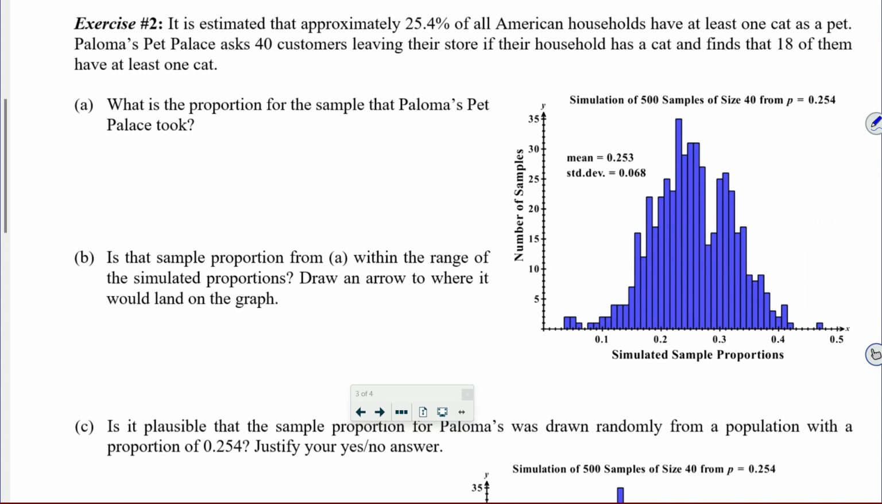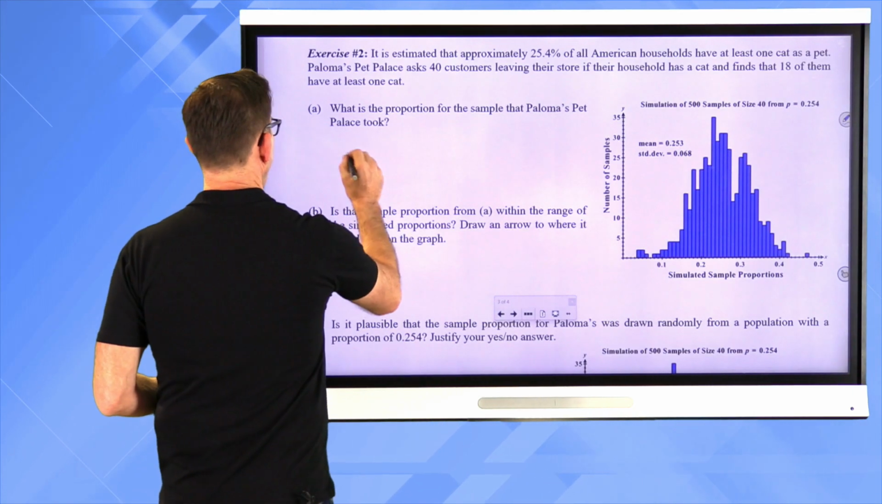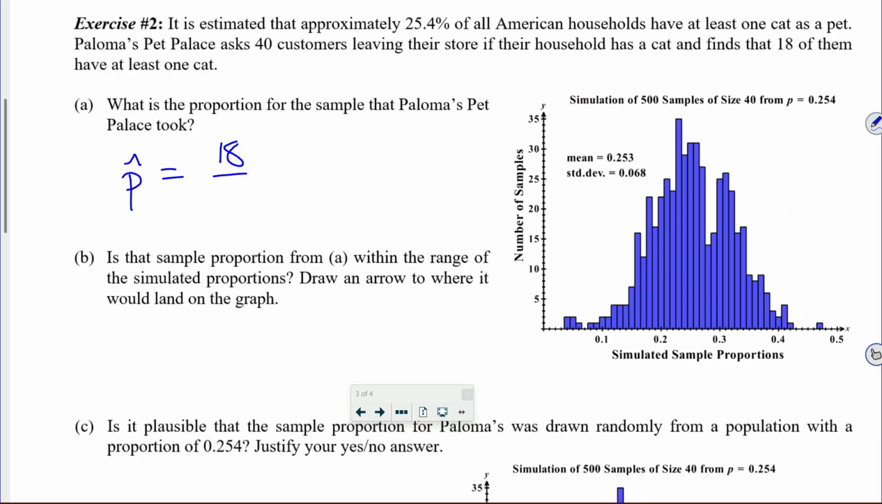It is estimated that approximately 25.4% of all American households have at least one cat as a pet. Paloma's Pet Palace asks 40 customers leaving their store if their household has a cat, and finds that 18 of them have at least one cat. Letter A. What is the proportion for the sample that Paloma's Pet Palace took? All right, so get your sample proportion here. Figure out what p hat is, right? That's going to be 18 divided by 40.